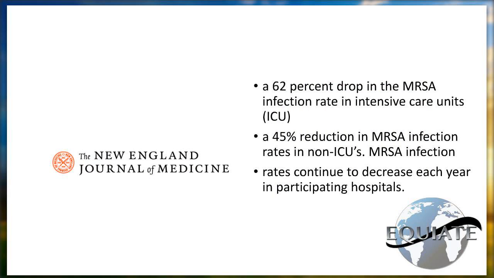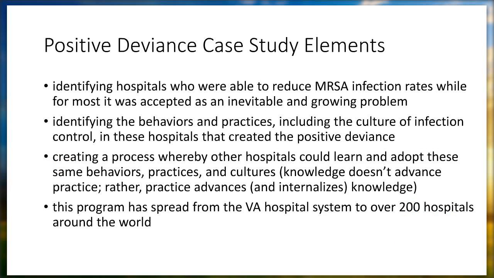comparable results. Key elements of positive deviance in this case study include identifying hospitals that were able to reduce MRSA infection rates, while for most, it was accepted as an inevitable and growing problem. Identifying the behaviors and practices, including the culture of infection control in these hospitals, that created the positive deviance. Creating a process whereby other hospitals could learn and adopt these same behaviors, practices, and cultures. Knowledge doesn't advance practice; rather, practice advances and internalizes knowledge. And so this program spread from the VA hospital to over 200 hospitals around the world.